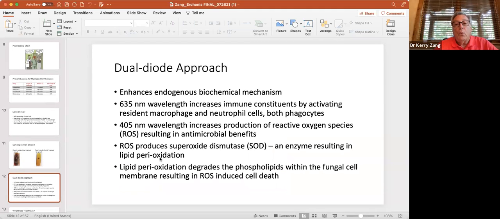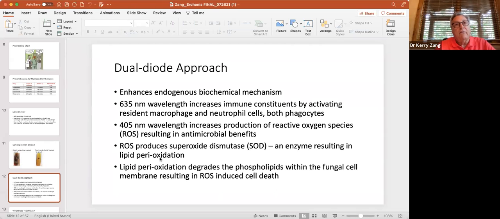So with this dual diode approach, it sets up an internal biochemical mechanism. This is totally different than the thermal lasers. The thermal lasers work by just cooking the material, and we'll go into that in detail a little bit later. But the 635 wavelength is the wavelength that increases immune constituents. It activates the actual regenerative cycle.